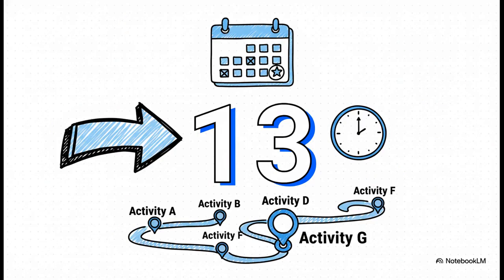So here's the big takeaway from all that. The project's earliest finish time is always determined by the very last activity to be completed. For us, if you look at the diagram, that's activity G, which wraps up at the end of week 13. So what does that mean? It means the absolute earliest this entire project can be done is in 13 weeks. Not 12, not 11, 13.